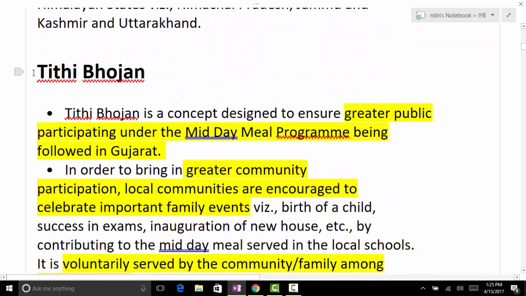This is also very important. Tithi Bhojan, something new you can remember. What is it? Tithi Bhojan, the meal on specific days. On specific occasions, the family members participate in providing, for example, sweets on the birthday of their child. They come to the school under midday meal. Family members also provide certain sweets, other dishes, certain cuisines they have prepared in their home. So it is community participation.